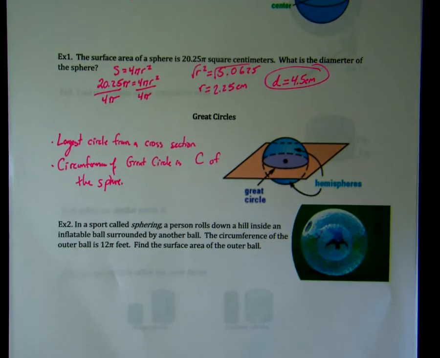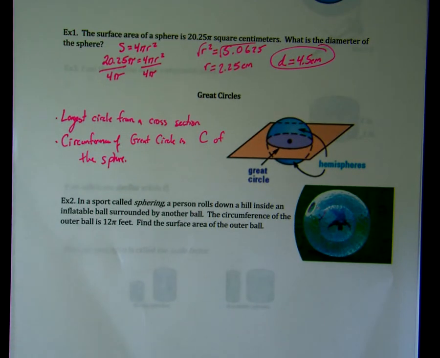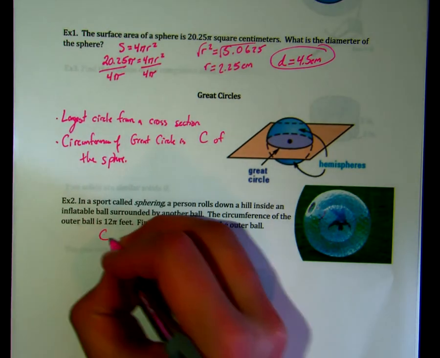All right. Here we go. Word problem on a sport called sphering. I don't know if the sport never took off, but it seems slightly outdated. Don't think this is much of a sport. But the person rolls down a hill inside of an inflatable ball. Okay. The circumference of the outer ball is 12 pi feet. Find the surface area. So they tell me the circumference.